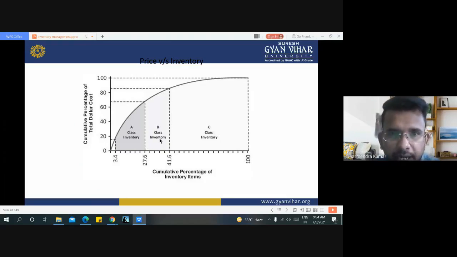But in the B category here, you can see that only 15 to 20% cost consists, and also a moderate number of substances or components is required. But in the C class inventory here, you can see that a huge volume is occupied. But if you're talking about terms of pricing, then it consumes only 5 to 10% of the total cost of the inventory.